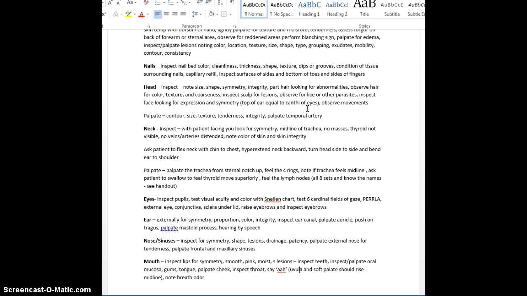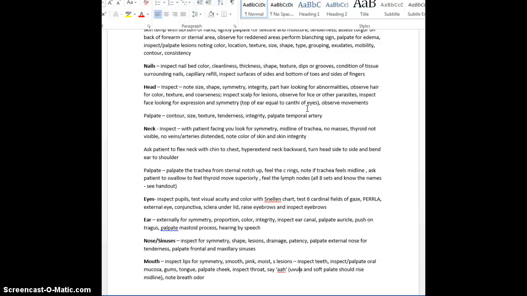You're going to do range of motion. You're going to ask them to touch their chin to their chest, put their head back, turn to the left, turn to the right, and then touch ear to shoulder. It should be a smooth motion. It should be well controlled. There should not be any limitation of motion, and there should not be any pain with that as well.